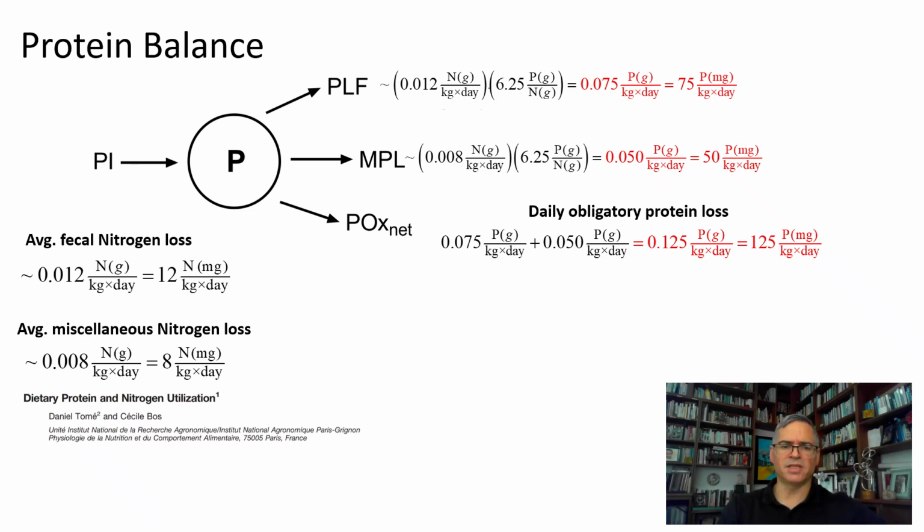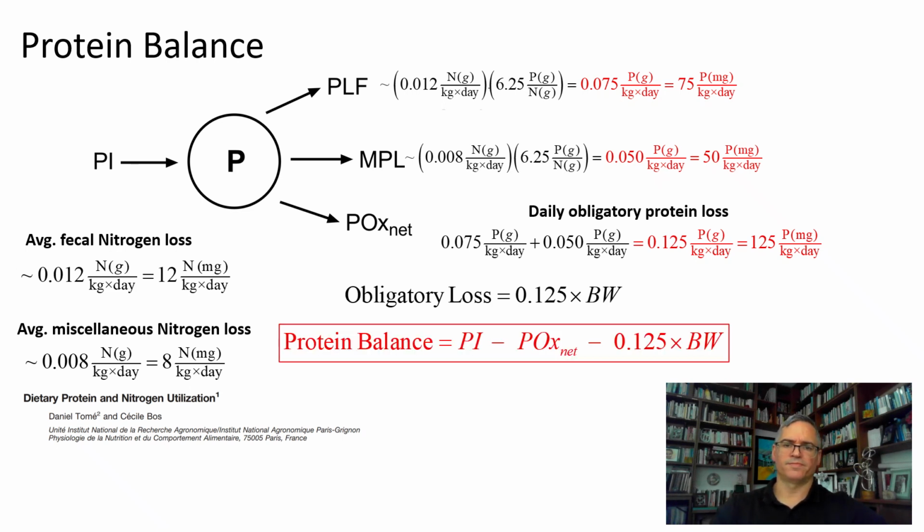which simply means that we can approximate the obligatory loss by the following formula. For instance, the formula indicates that a subject of 100 kilograms will be experiencing an obligatory loss of about 12.5 grams of protein per day. Consequently, to compute the daily protein balance, we can employ the next formula.